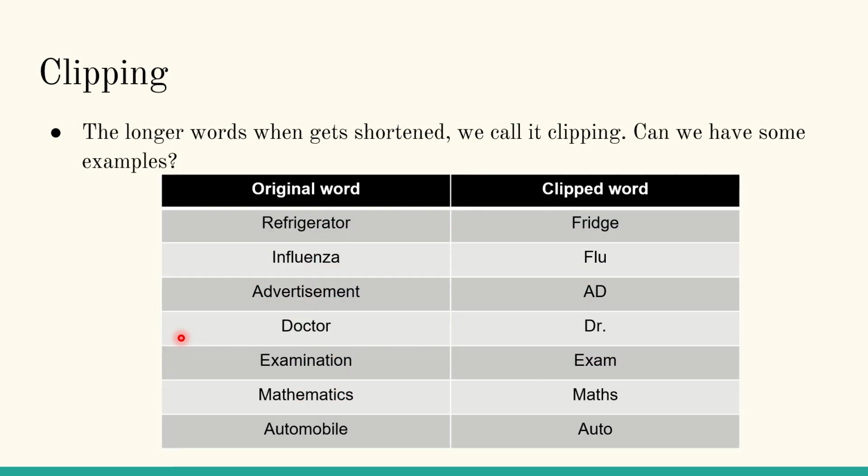Now clipping. What is clipping? I have a longer word, a larger word. That word can be represented with a smaller one. Refrigerator. Most of us do not call it refrigerator. We call it fridge. Influenza. We never know what it is. We call it only flu. Advertisement, ad. Doctor, DR. Examination, exam. Mathematics, maths. Automobile, auto. We stripped it for our comfort, and this is called clipping.